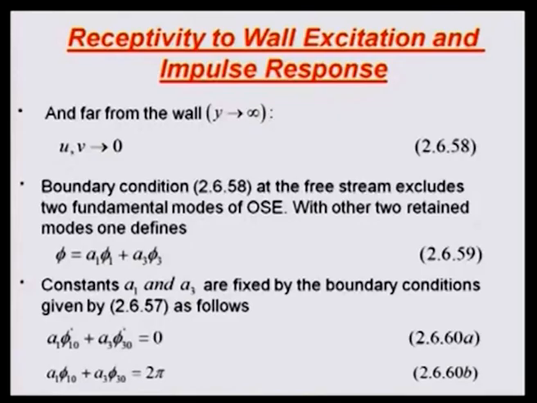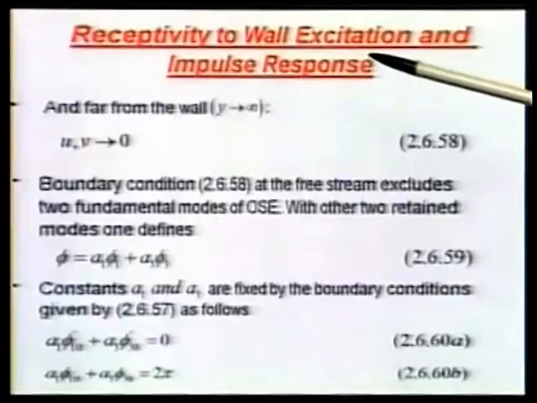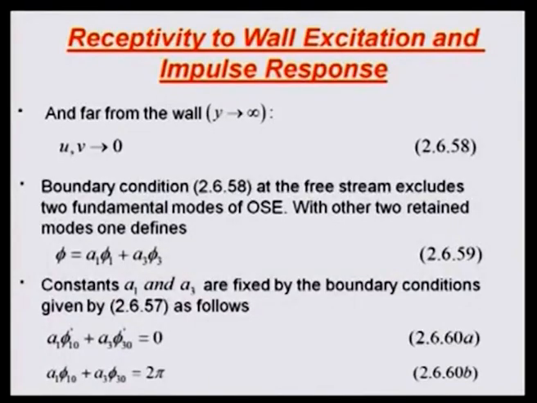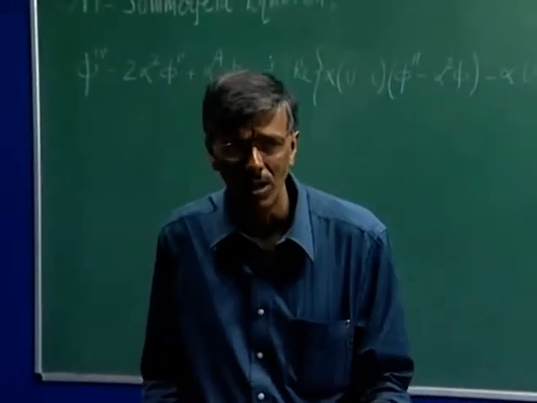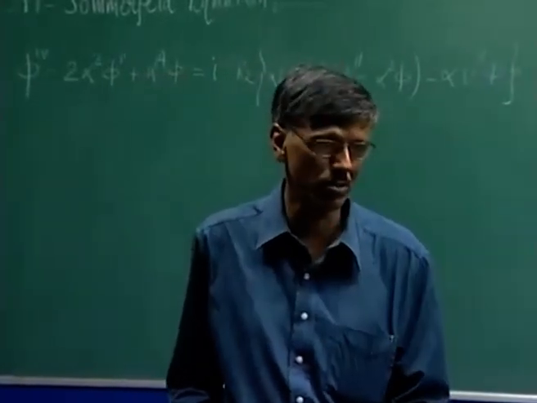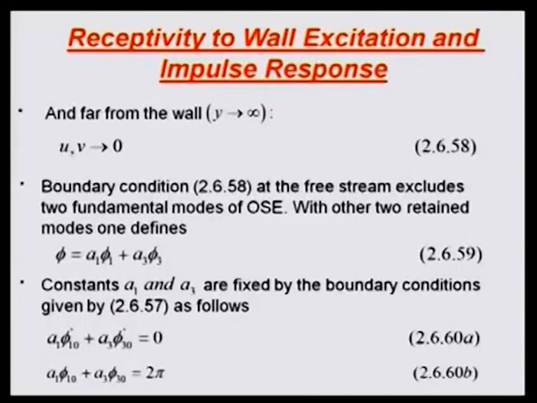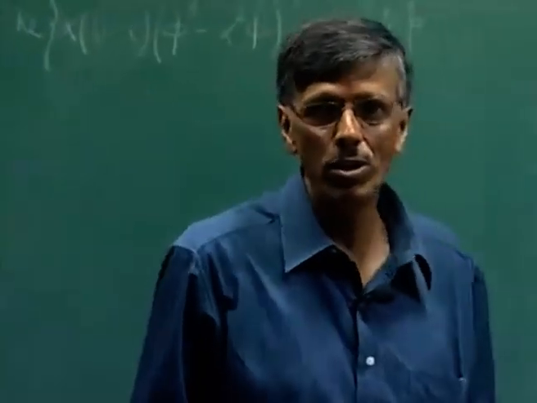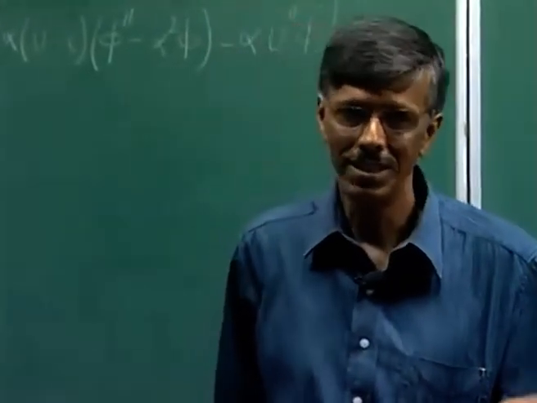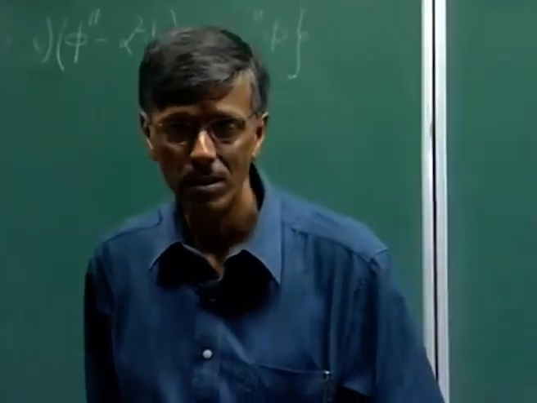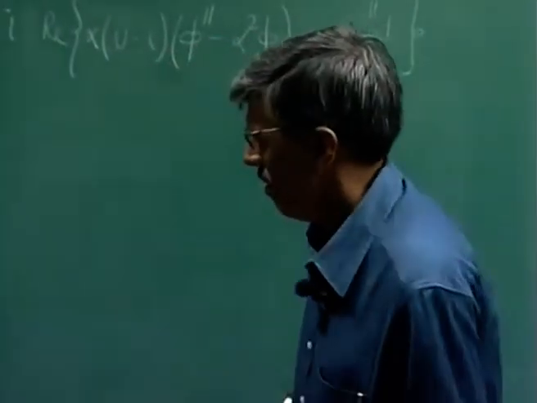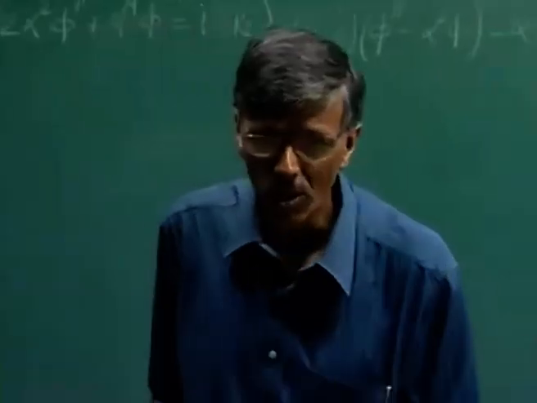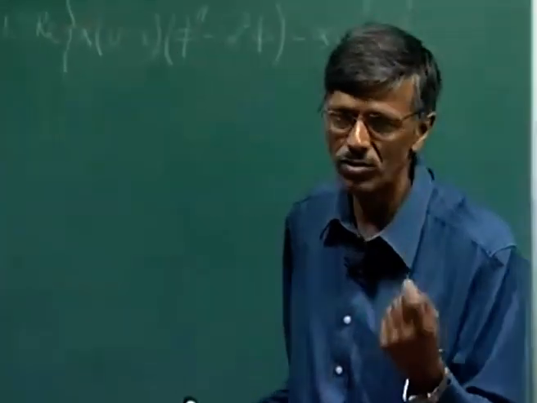Now, what we are talking about in this particular lecture and a couple of lectures to follow is what is called receptivity to wall excitation. So, we want to find out how your shear layer is receptive to disturbances, and what kind of disturbances? These are imposed wall excitations. The kind of excitation that we want to discuss is nothing but those impulse responses that we talk about. Impulse response means we are going to excite the boundary layer at a fixed location.